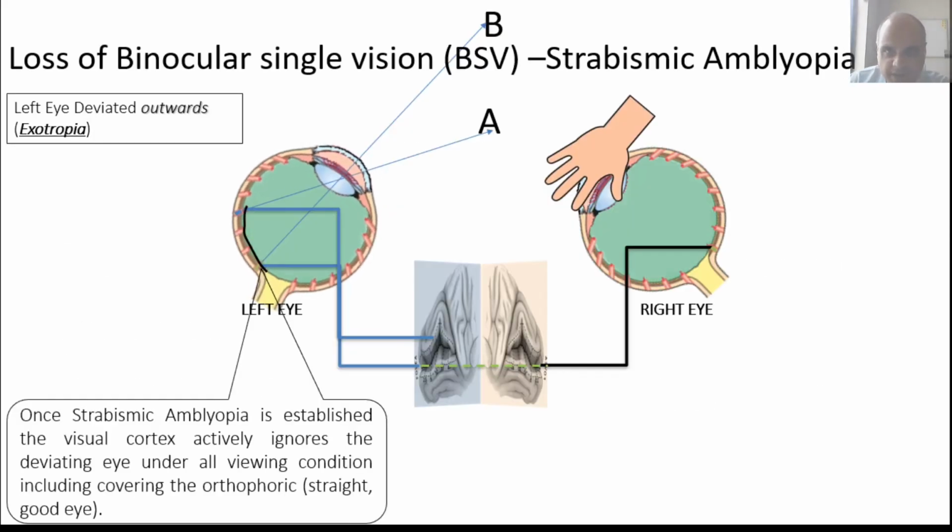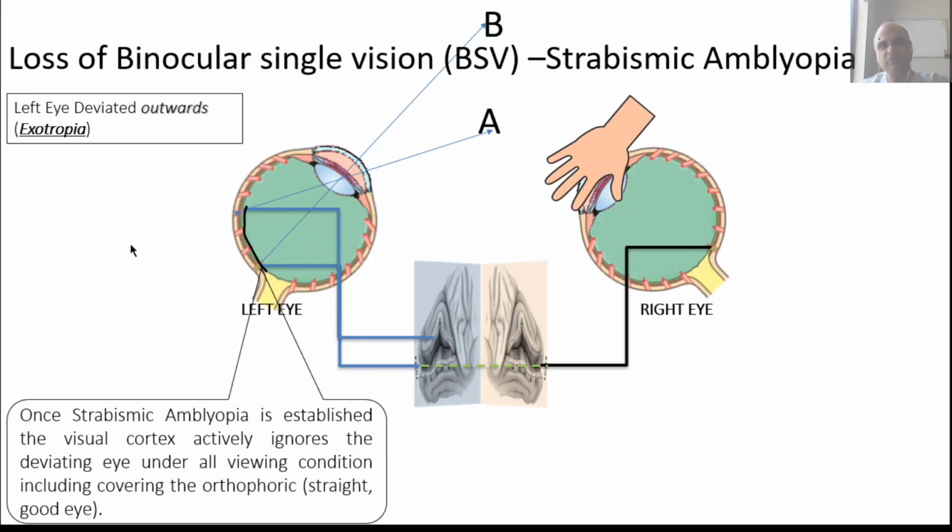So let's diagrammatically see strabismic amblyopia. We left our patient off when we were talking about suppression scotomas. But the difference this time is that in spite of the fact that the good eye, or the orthophoric eye, or the straight eye is covered, the deviating eye is still not seeing anything.